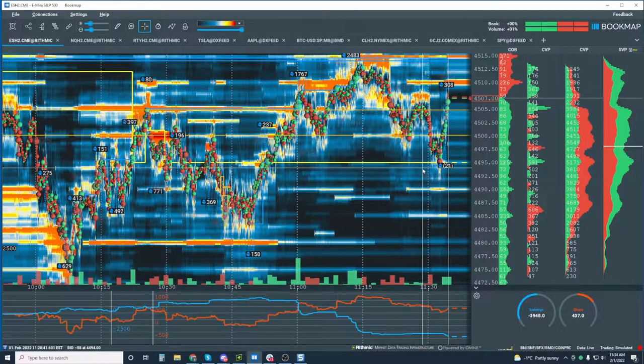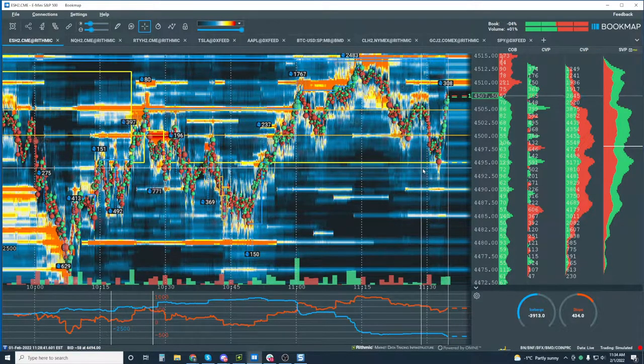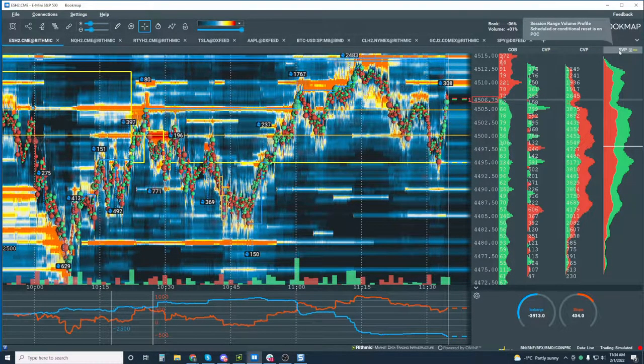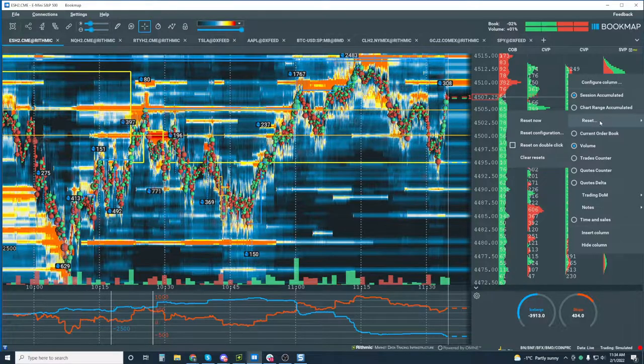So it's very specific. When you opened up your bookmap, yeah, the resetting is different. You have to have your column open up here. It has to be an SVP, and then right-click in it and go to reset here. I'm pretty sure, Alec, it's in there in that TOS version.